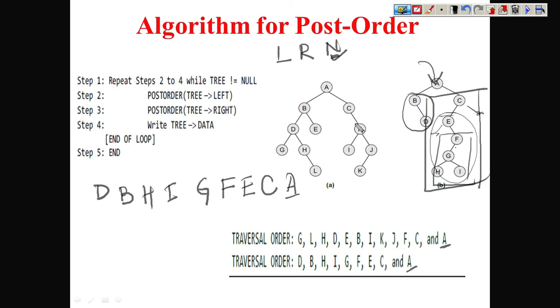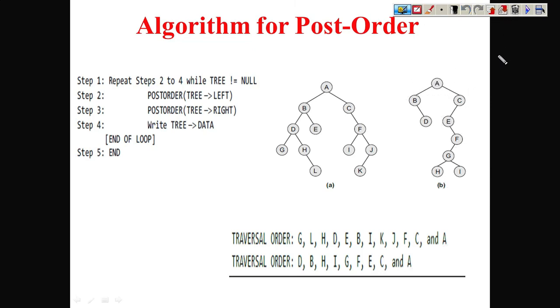So I believe now you have understood how to do traversing using in-order, pre-order, and post order. And these different types of traversing are used in different types of scenarios that we will discuss later also. So this is all for binary tree traversing.